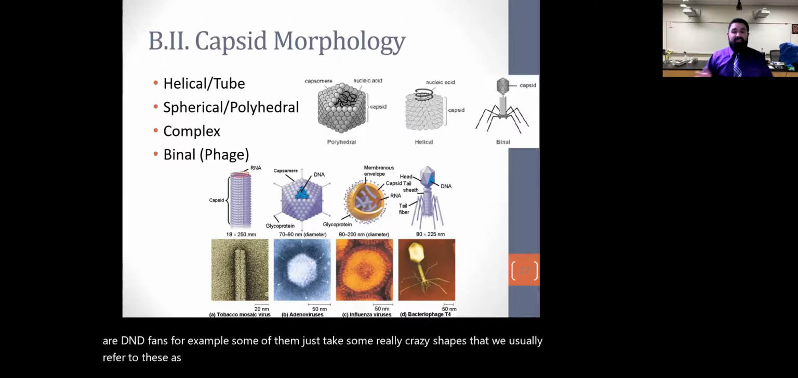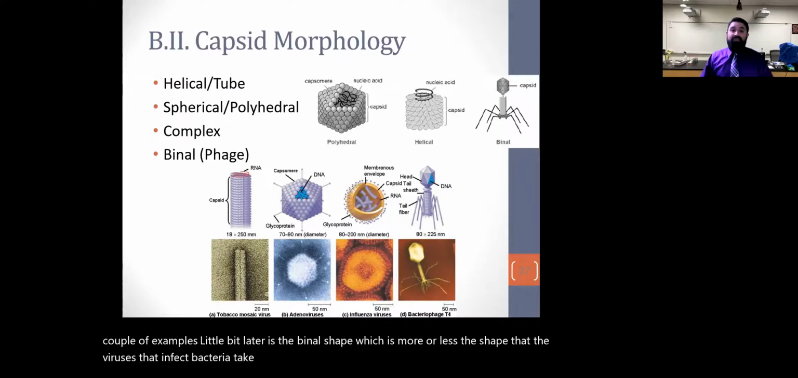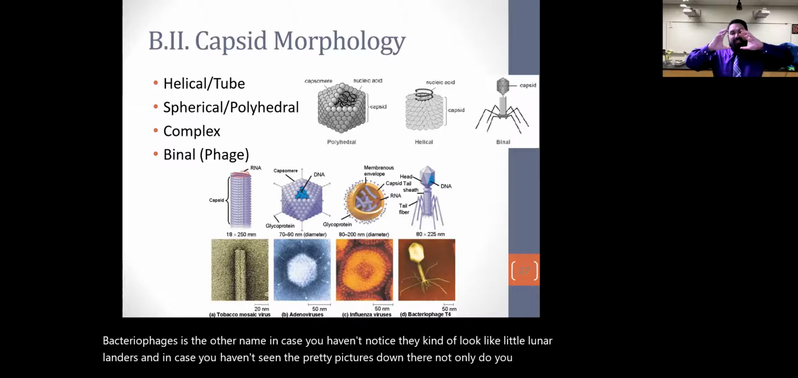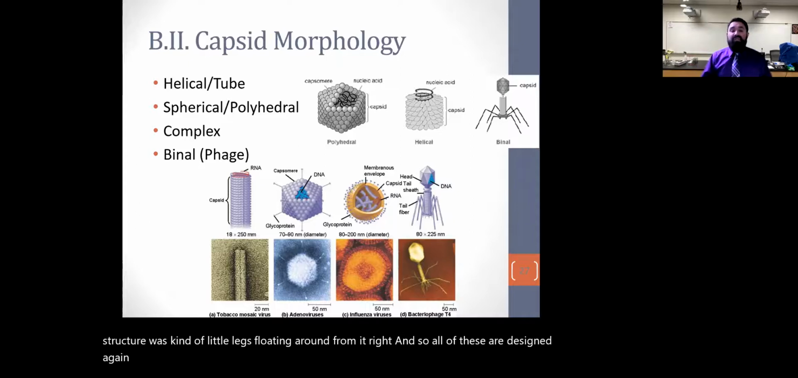But probably one of my favorites to talk about, and we'll display a couple of examples a little bit later, is the binal shape, which is more or less the shape that the viruses that infect bacteria take. They're usually called phages, or also bacteriophages. And in case you haven't noticed, they kind of look like little lunar landers. In the pretty pictures down there, not only do you have the actual capsid itself that encases their DNA or RNA, but then you see this little tubular structure, kind of little legs floating around from it, right? And all of these are designed to recognize their host, to attach to it, and to literally inject their nucleic acid into the particular host.